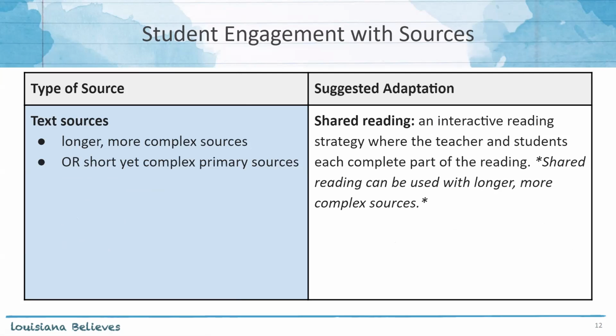The next adaptation we will discuss is shared reading. This is a reading strategy where the teacher and students each complete part of the reading. This strategy provides more support than partner reading and therefore should be used on longer, more complex sources, or potentially the shorter sources that are extremely high complexity, such as some primary source excerpts. This is particularly applicable to the elementary grades.